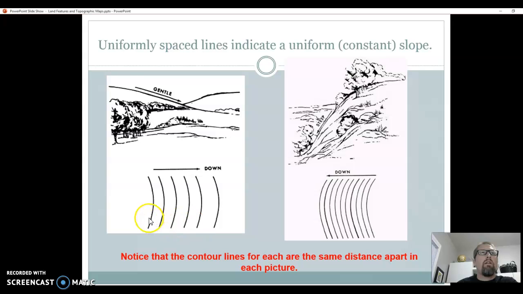All right, so we see that here, and here also note that they are fairly uniform, and so a constant slope. The distance between each of the contour lines is pretty equal interval, indicating a constant slope, whether it's a steep slope on the right or a more gentle slope on the left.